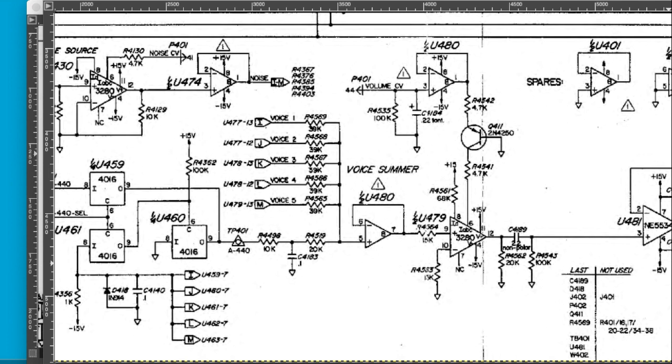So the style they're using, this is the final output after everything's summed. There's a 20K here in parallel with 100K. I don't feel like doing the math, but you would put those things in parallel, and then that's buffered by an op amp. So probably let's do something like that.